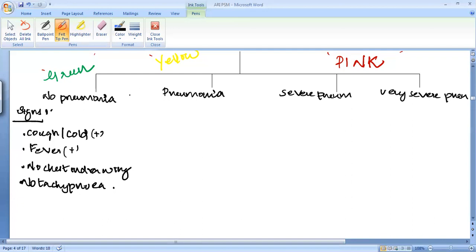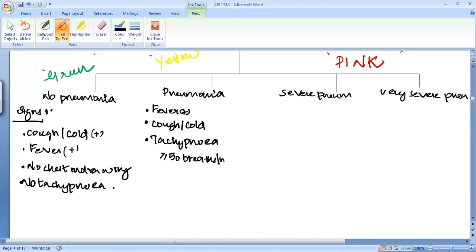If this patient is having pneumonia, what are the signs? The patient will have fever, and cough or cold can be present. Tachypnea will be present, and it is a typical feature. I have already told you, tachypnea is greater than 50 breaths per minute in the age category of 2 months to 1 year, or greater than or equal to 40 breaths per minute in the age category of 1 year to 5 years. With this breathing count, we call it tachypnea. So in pneumonia there is fever, cough or cold, and tachypnea, and chest indrawing is absent.